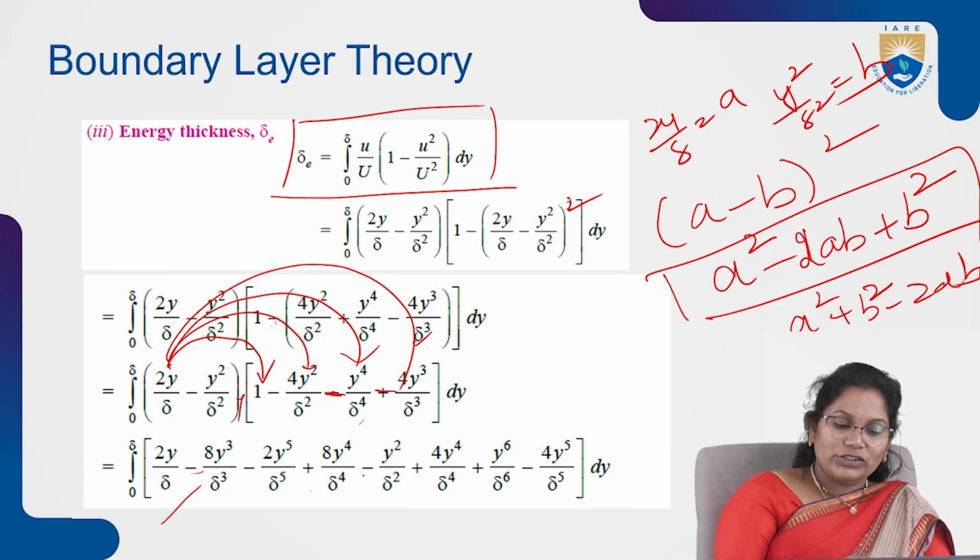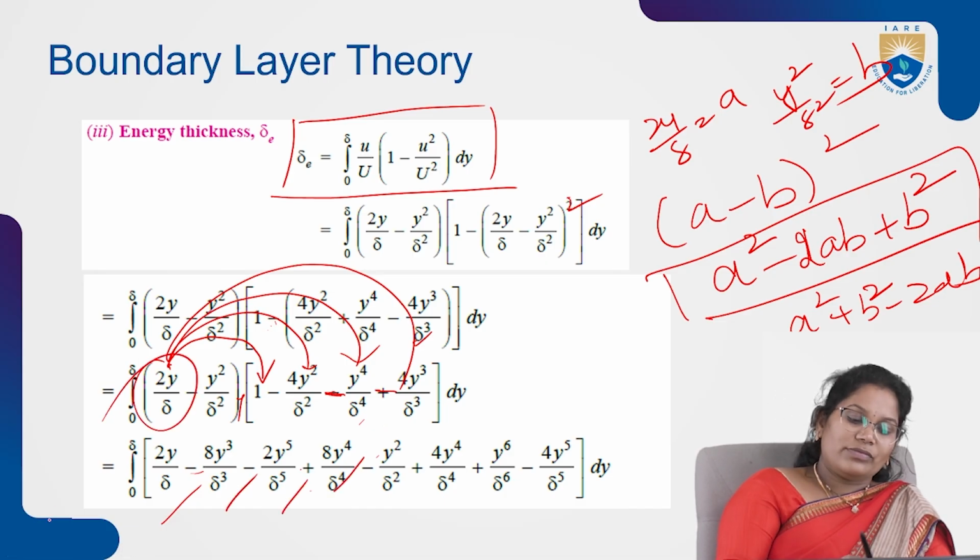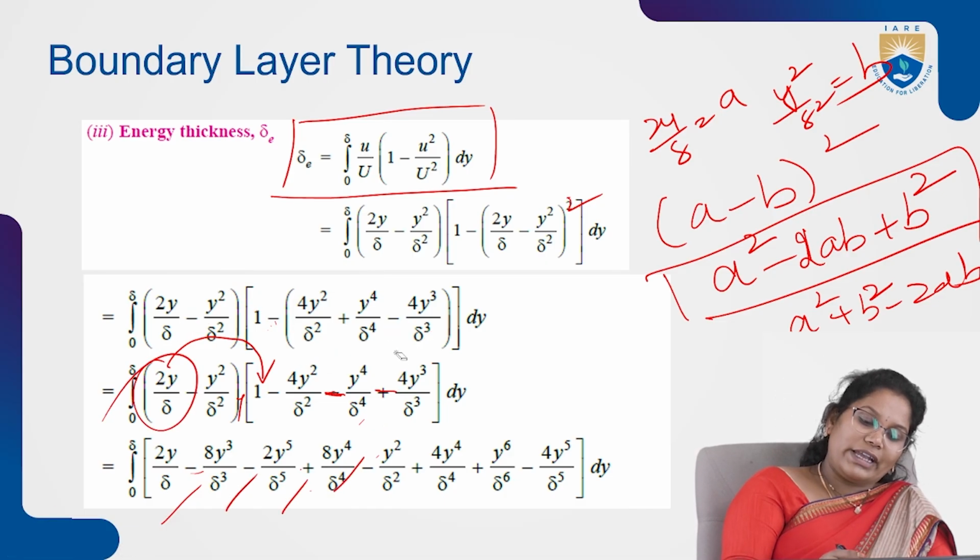Right? Again here, plus into plus will become plus. So here you will get 2 4s are 8, y^4 by delta^4. This is the equation you got for the first term. Now coming to the second term.